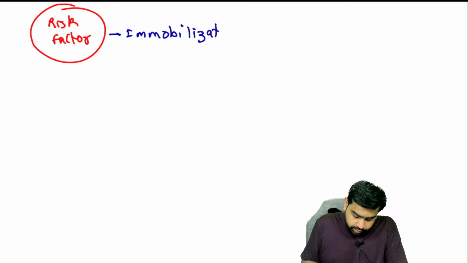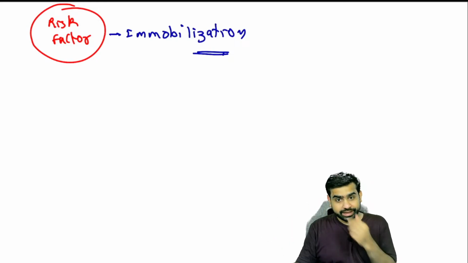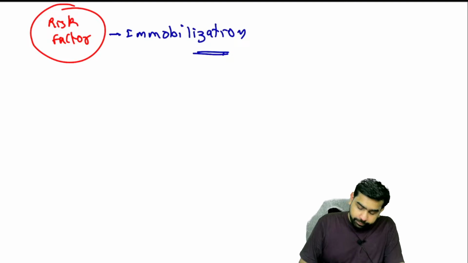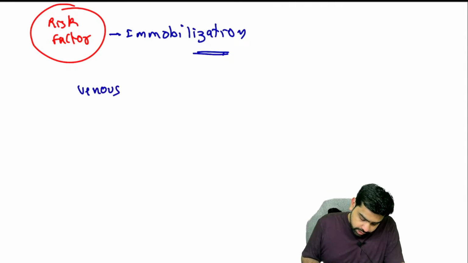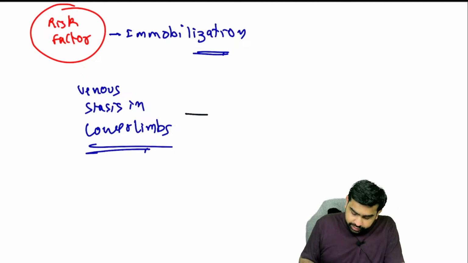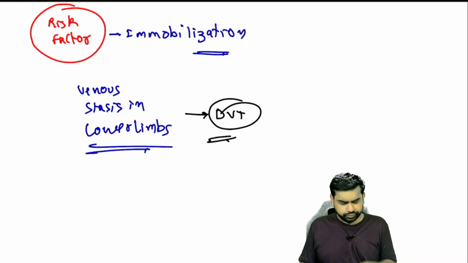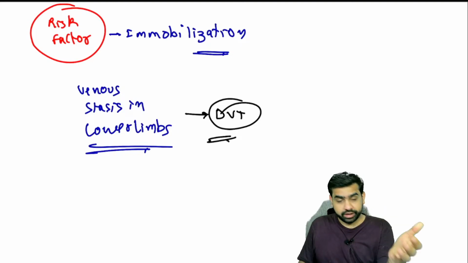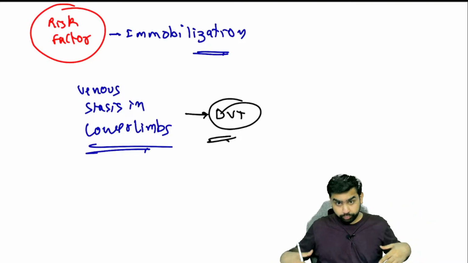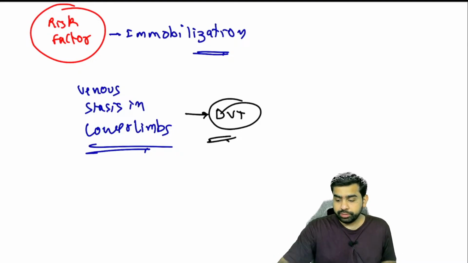After surgery, if the patient is not moving around, or if there's a patient with a pelvic fracture who is not able to move around, then there can be venous stasis in the lower limbs, which can ultimately lead to the formation of a deep venous thrombosis. There can be other causes as well, for example pregnancy, a hypercoagulable state, or a pelvic tumor. But the most common reason is immobilization.